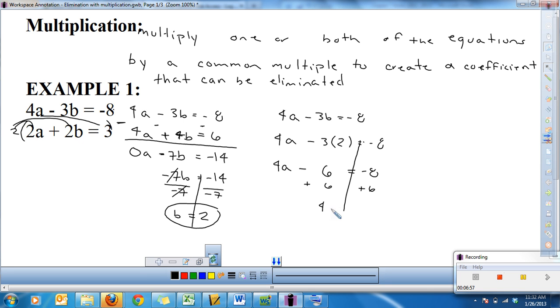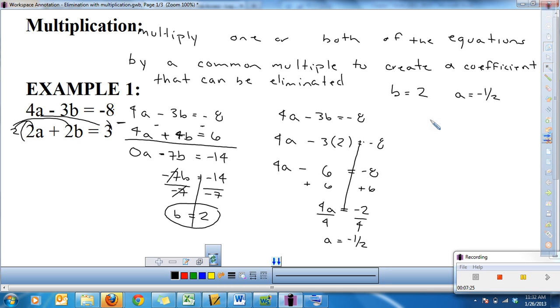I'm going to have that 4a is equal to negative 8 plus 6, which gives me a negative 2. If I divide both sides by 4, I'm going to get that a is equal to negative 1/2. So right now I think that b is 2. I think that a is negative 1/2.